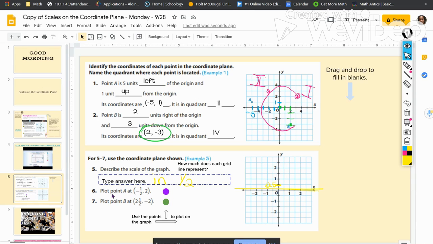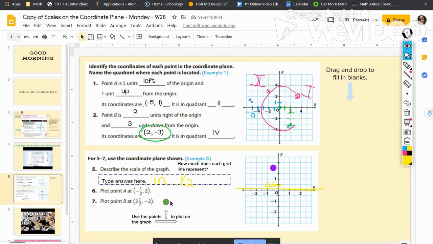So my purple one, plot point A at -1/2 and 2. So my x coordinate is -1/2 and my y coordinate is 2. So I'd start at my origin, and then I'm going to move over to half, and then I'm going to move up 2. And there's 2 right there.